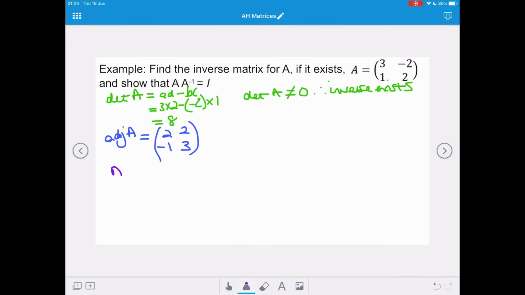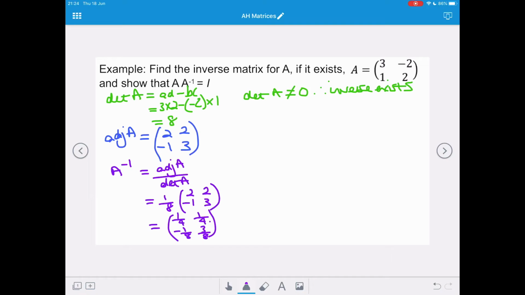And then to work out the inverse matrix, we're taking the adjugate of A and we're dividing that by the determinant of A. So in other words, our determinant of A is becoming a scalar of 1 over 8, and we've got 2, 2, -1, 3 as our adjugate, and now we want to multiply out by that scalar, and we're going to get a quarter, -1/8, and 3/8. And that's our inverse matrix for the matrix A.